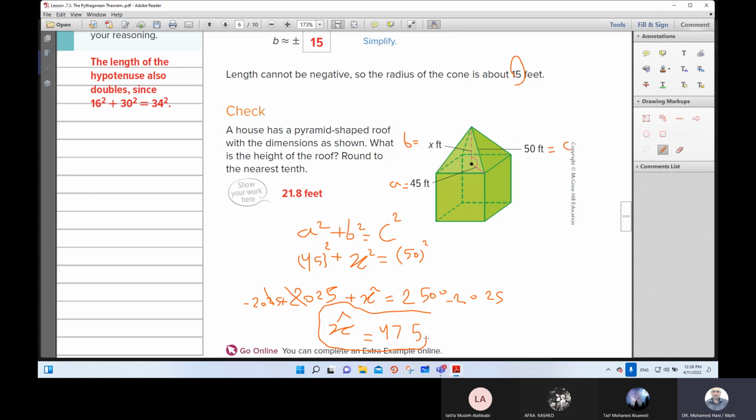Who has any question about this idea here? This is x squared. Right. How to find the x? The x means the square root of 475, which will be negative or positive 21.8. Then remove the negative side and take just the positive side. Who has any question here? Is it clear for all? Okay.